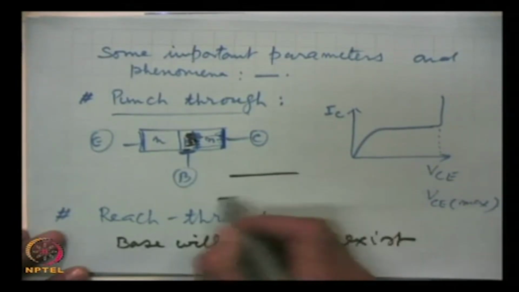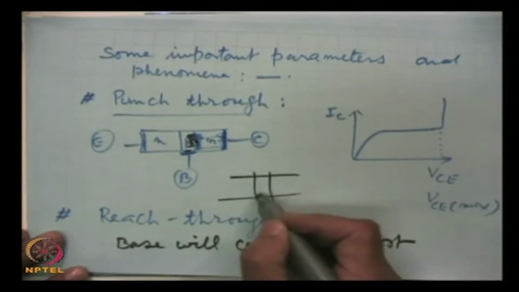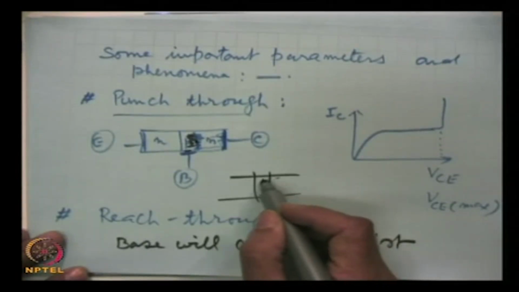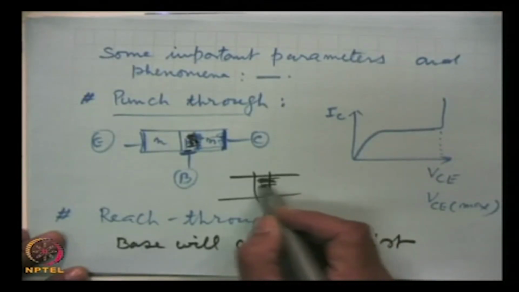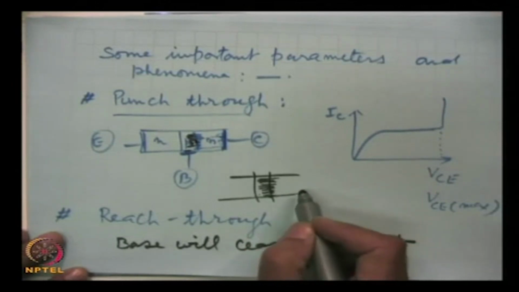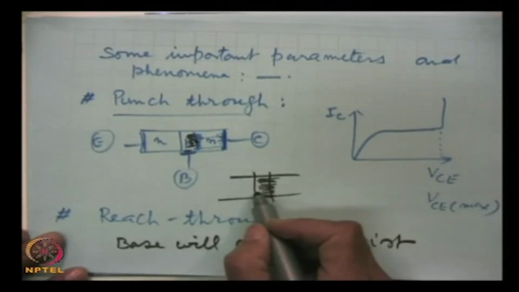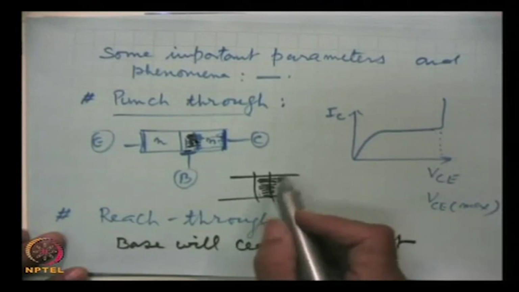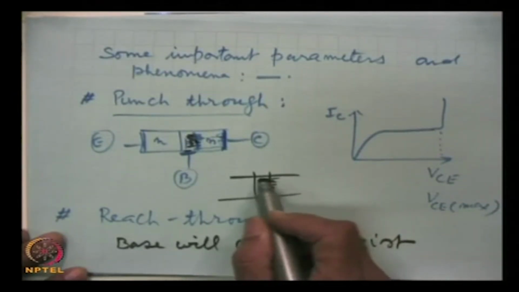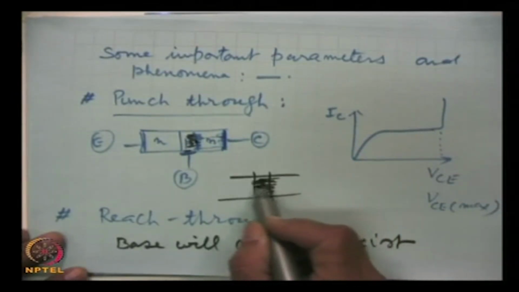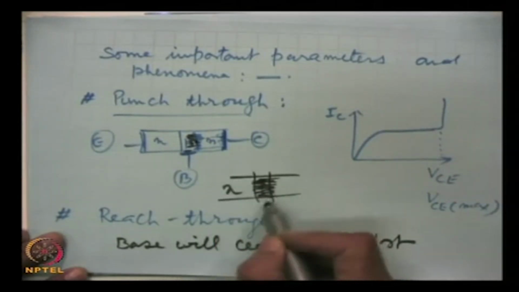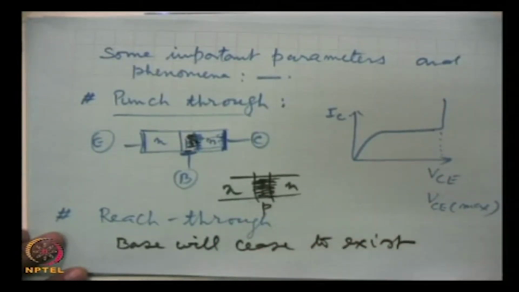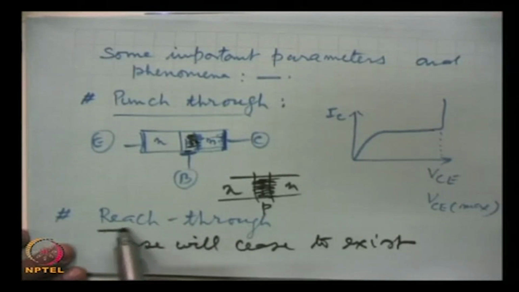You followed here. This is the base, and because this is lightly doped, more spread of the depletion region will be in the base region, and a situation may come when this depletion region almost touches the emitter. When this happens, the transistor again stops working, and this is known as the reach through process.